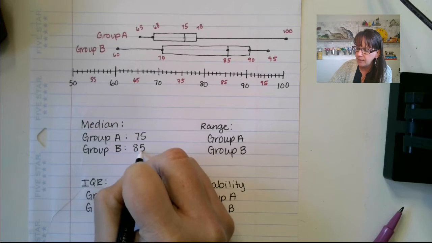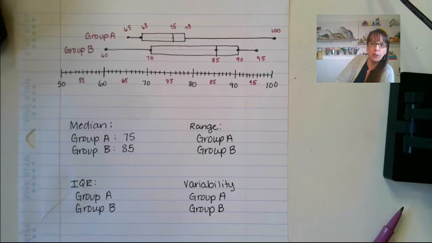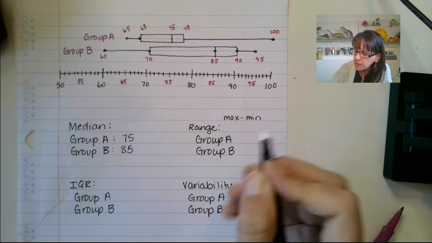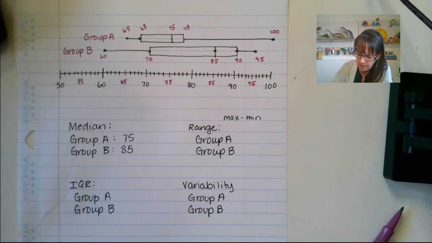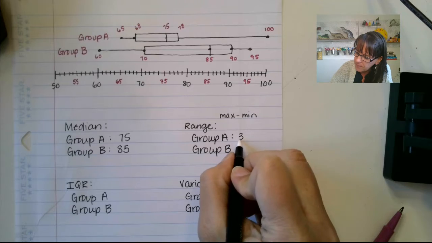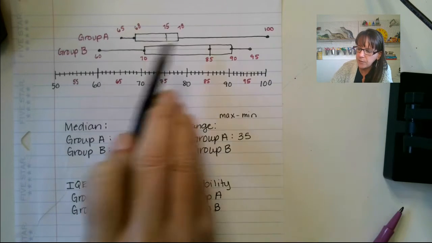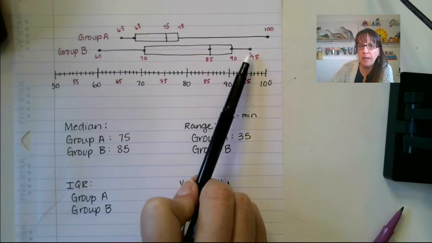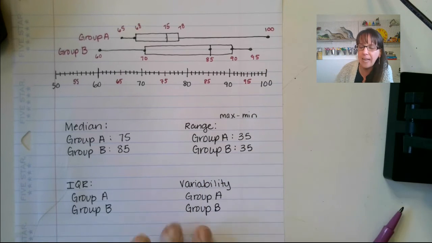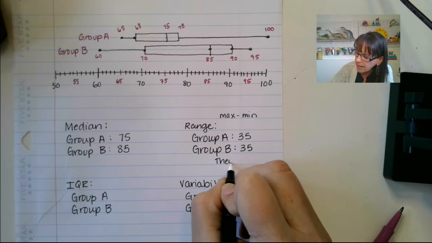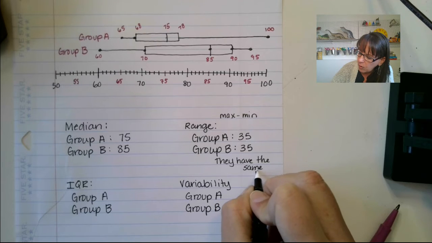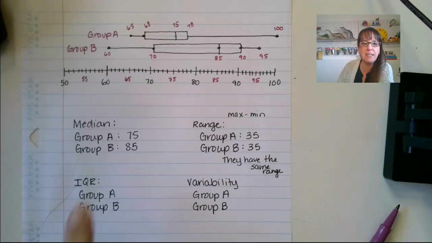All right. Let's talk about the range. Remember, your range is your maximum minus your minimum. So for group A, that's going to be 100 minus 65. That'll give us 35 there. Now for group B, we have 95 minus 60. That's going to give us 35. So it looks like they have the same range.